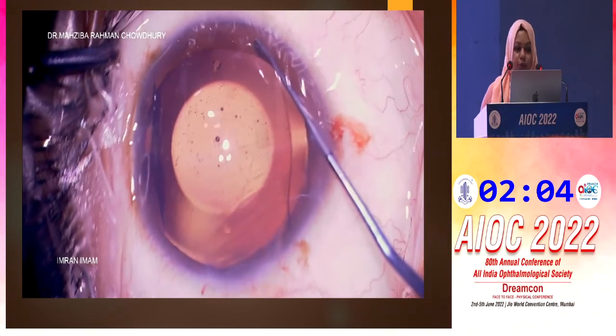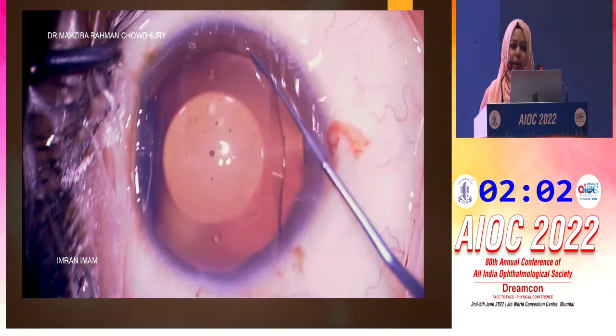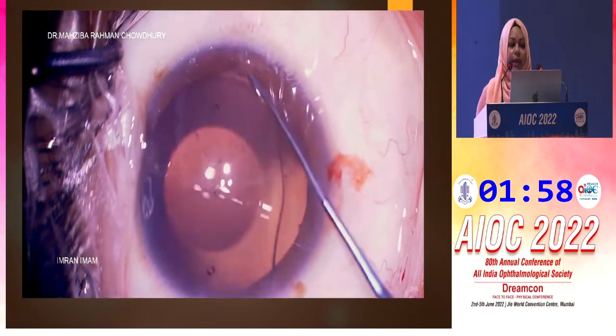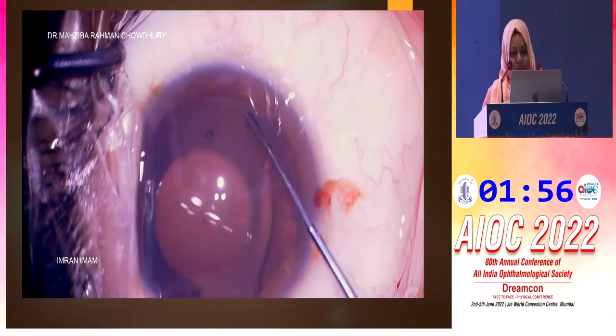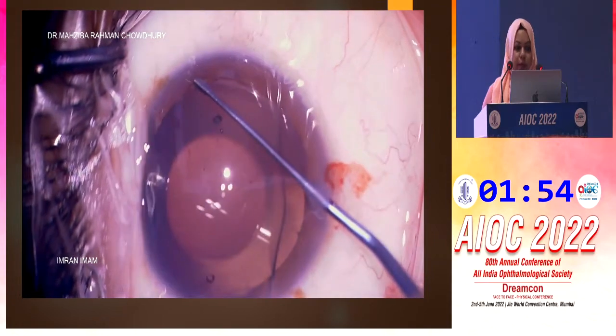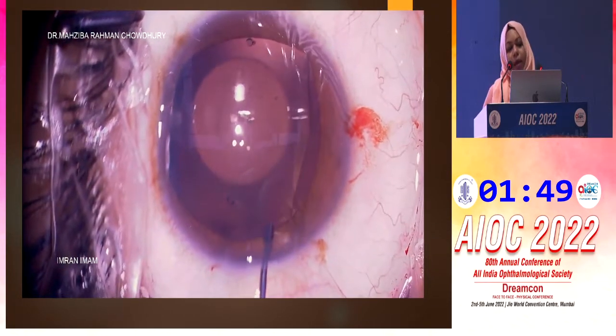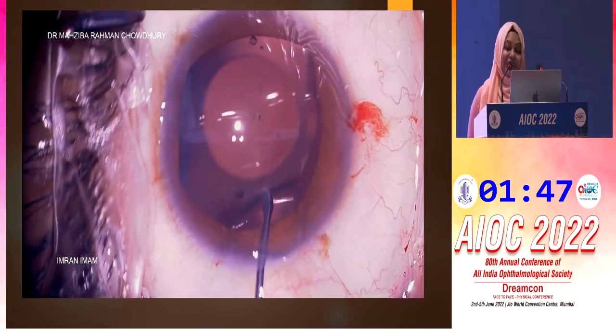So number 1 has gone in. This is number 2 is going in. At first go, yes, it didn't go in, so I do it gently again and let it enter. Then comes the third one, the haptic is in. And lastly, the fourth one. But only with implantation the surgery is not over.